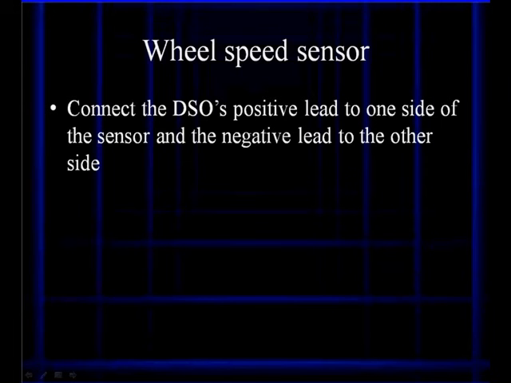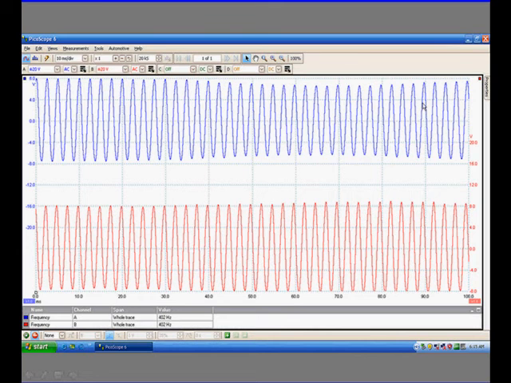Wheel speed sensors. You can connect the DSO positively to one side of the sensor and negatively to the other side, and then you can operate the vehicle. And in this case, we have two channels, a blue channel and a red channel, channel 1, channel 2, or in some cases, channel A, channel B. And we can see that with the wheel speed sensors, the faster the wheel turns, the more events you can see. But you can see they're all even. That's the main part.